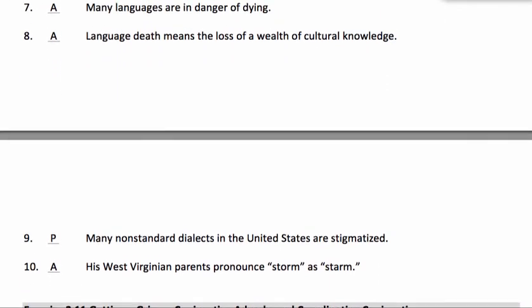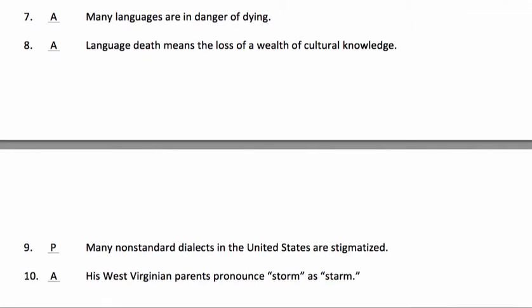Number 9, many non-standard dialects in the United States are stigmatized. So we have the be verb are plus the participle stigmatized. Notice how we could add a by phrase. Many non-standard dialects in the United States are stigmatized by zombies. So the by phrase works perfectly.